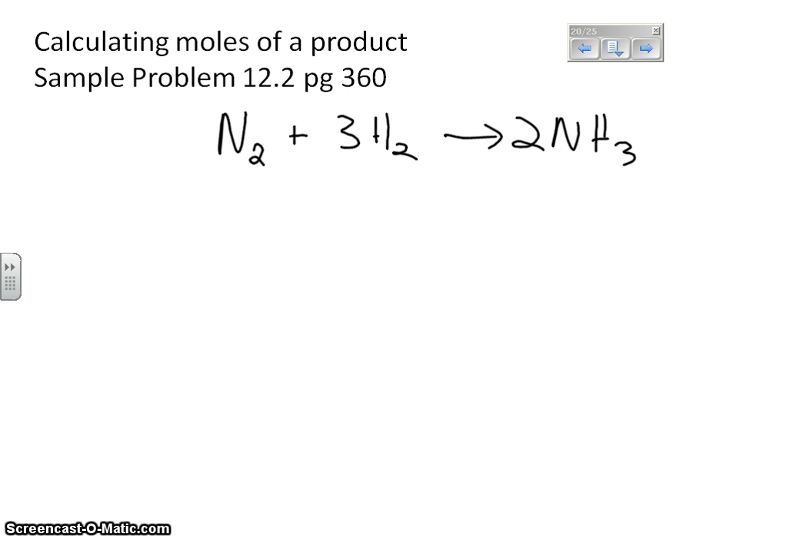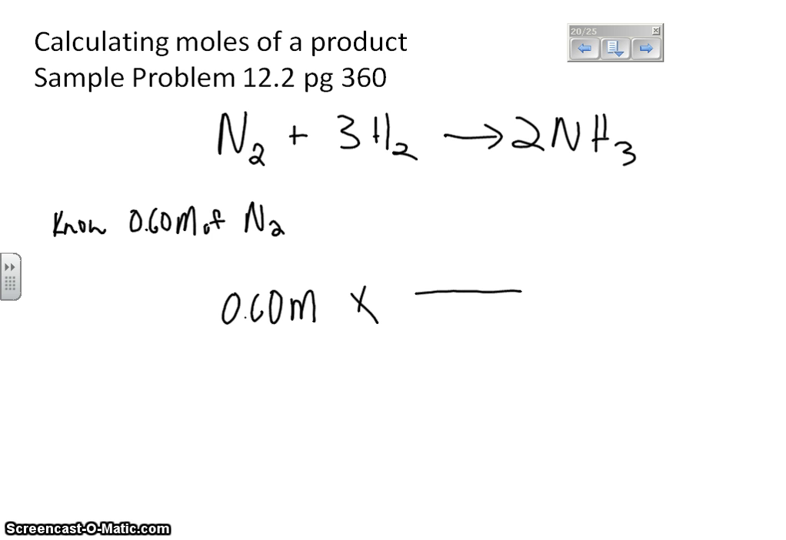Okay, so step number 1. What do we know? We know that there is 0.60 moles of N2. The conversion is moles of N2 to moles of NH3. So we have to go with what is given. And what is given is 0.60 moles times, and then here is where we use the conversion factor.